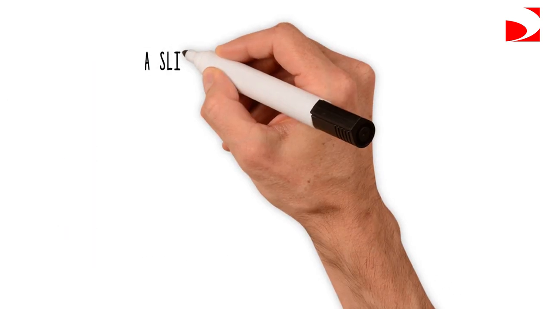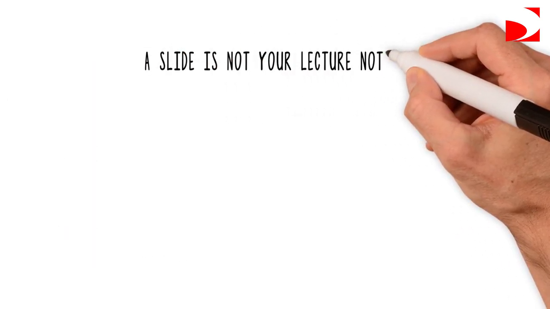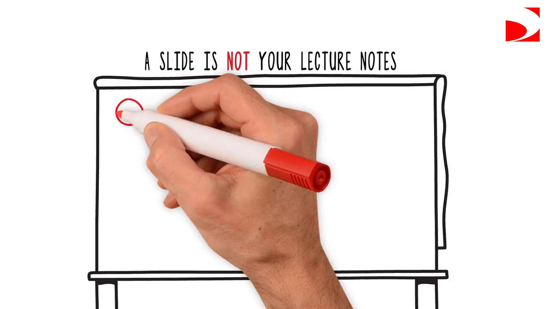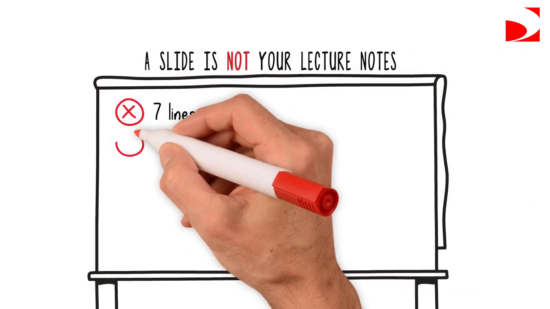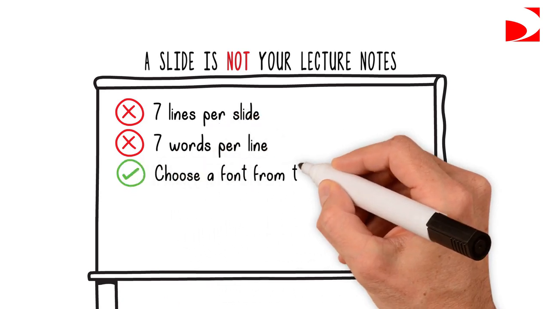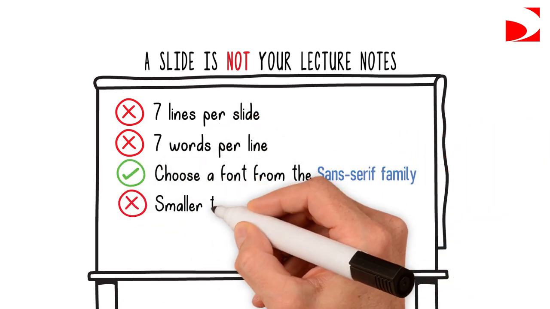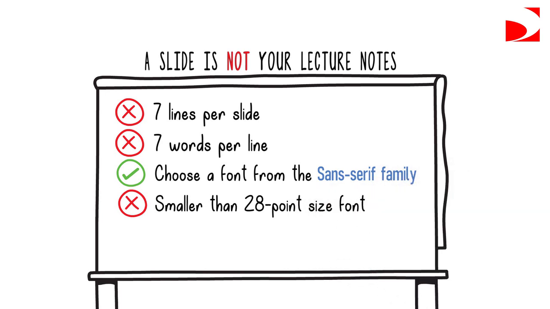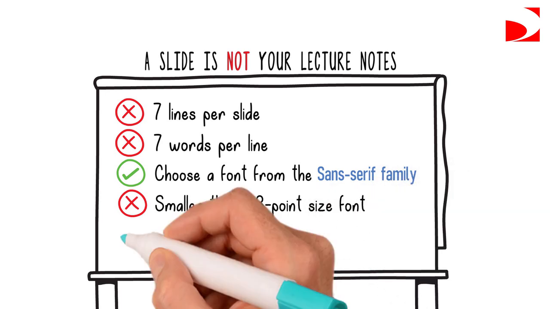Step 2. Remember that a slide is not your lecture notes, so make sure to follow these guidelines. No more than 7 lines per slide. No more than 7 words per line. Choose a font from the sans serif family. And never use smaller than 28-point size font to ensure your slides are readable from the back of the room.